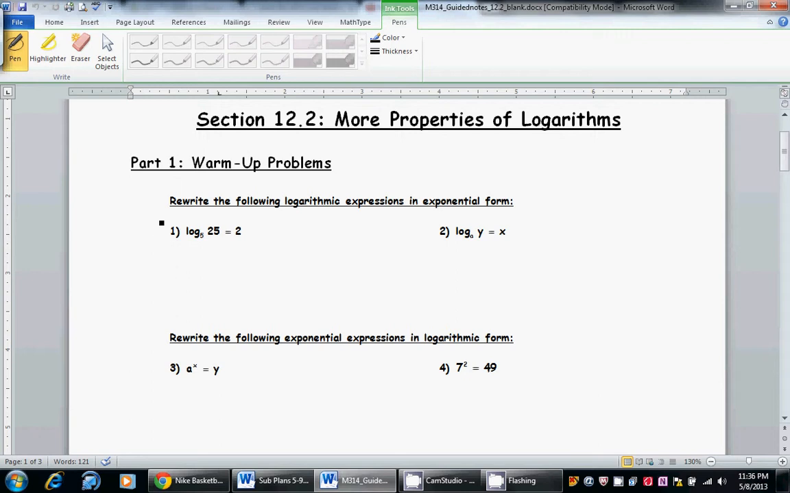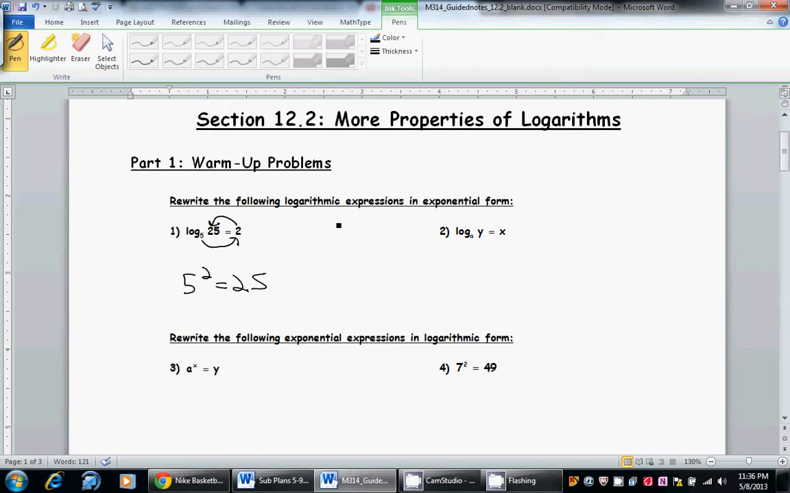Part one here is some warm-up problems. Hopefully these should go pretty quick, right? Rewriting from logarithmic expressions into exponential form. Hopefully you guys remember my counterclockwise arrow trick to do those, right? You start at the base, the little number down there. So this is going to become 5 squared equals 25, and you all know that 5 squared is 25, so that makes sense.